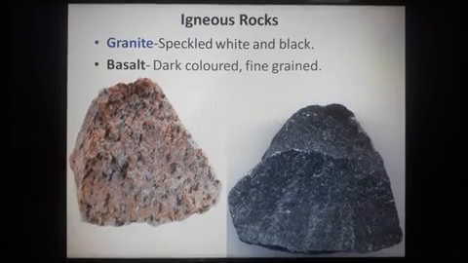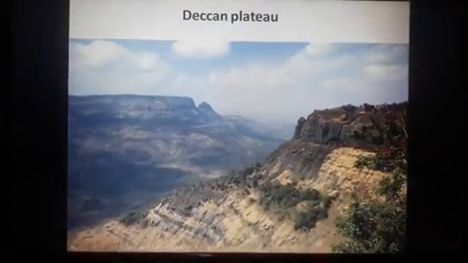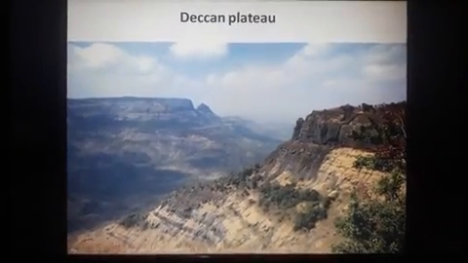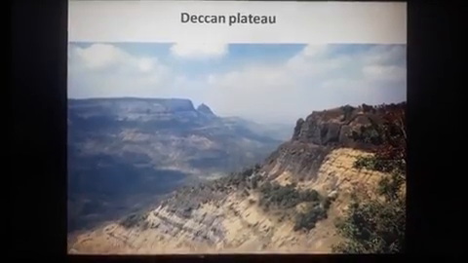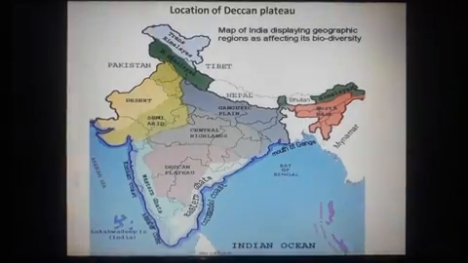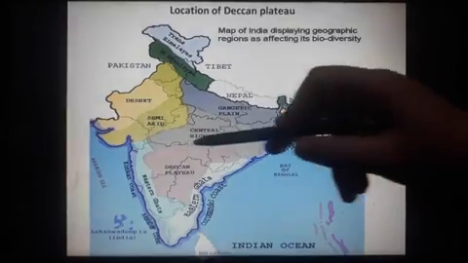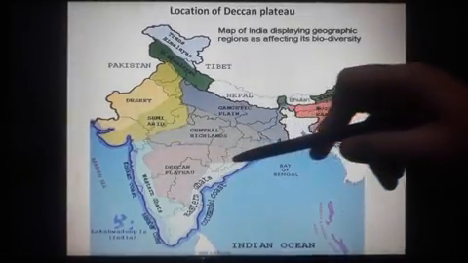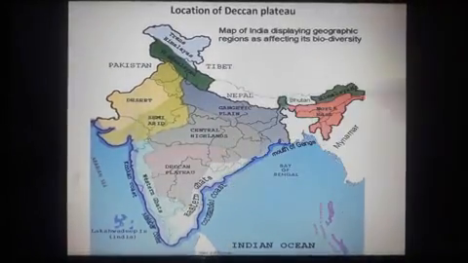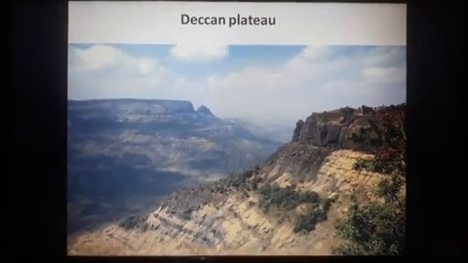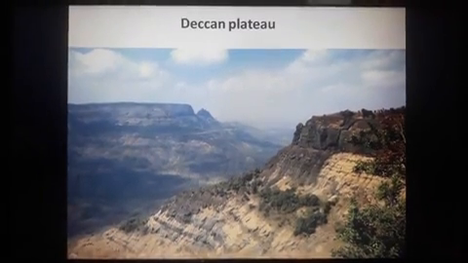Now, do you know the Deccan Plateau is made up of basalt rock? Now look at the picture of the Deccan Plateau. These rocks are basalt rock. They are made of basalt. On the Indian map, here you can see this place. This is the location of the Deccan Plateau, and this is the original picture of the Deccan Plateau. So this is made by basalt rock.